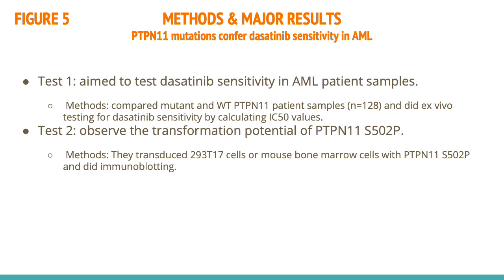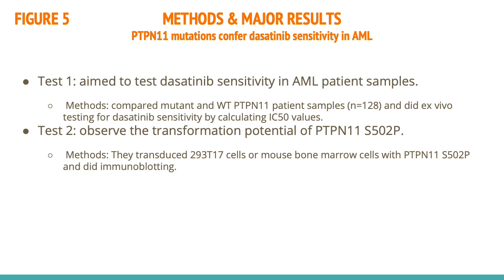All right, so the next section is PTPN11 mutations confer dasatinib sensitivity in AML. So the first test we're going to talk about for this one is, while the focus has largely been on JMML so far, a significant number of AML cases exhibit mutant PTPN11. So this test aimed to test dasatinib sensitivity in AML patient samples.